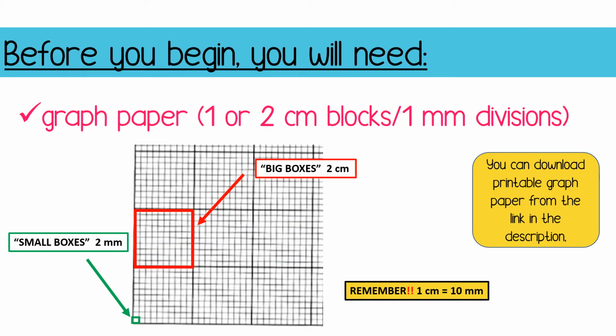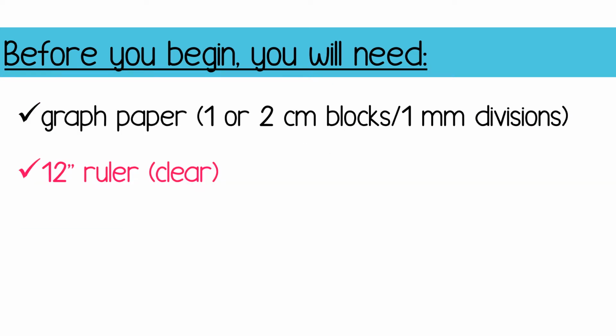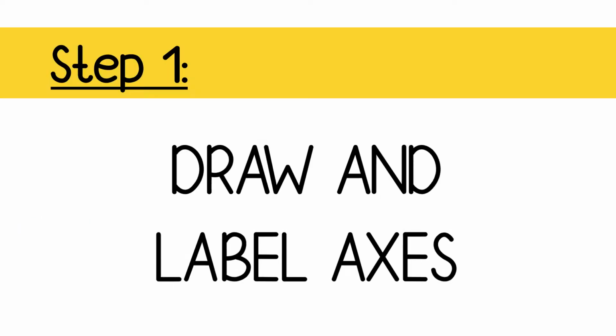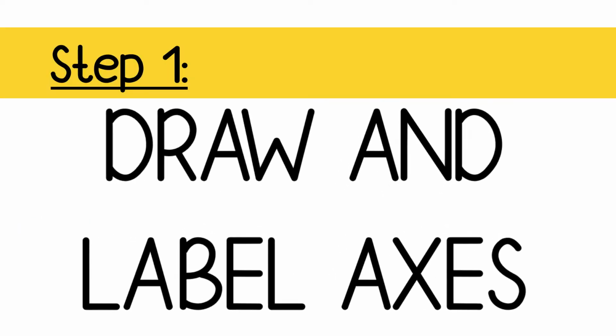Before you begin, you're going to need to get some graph paper. Also, you're going to need to get a 12-inch ruler. And finally, you're going to want to get a pencil. Step 1, draw and label axes.